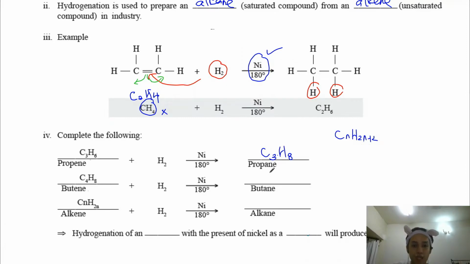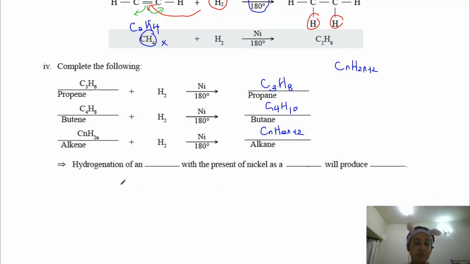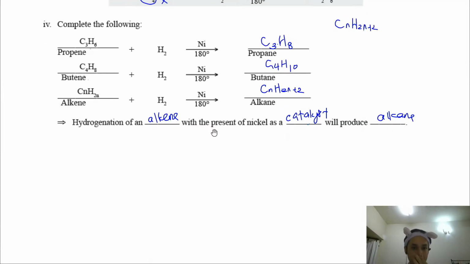Alright, so for butane, C4H10, because you put in another 2 hydrogens in. Alright, so remember, to change an alkene to alkane is through hydrogenation, add 2 hydrogens. Right, so that is the first thing about hydrogenation. Okay, so hydrogenation of an alkene, this one is the conclusion, with the presence of nickel as a catalyst, will produce alkanes. Okay, so first reaction, that is hydrogenation.